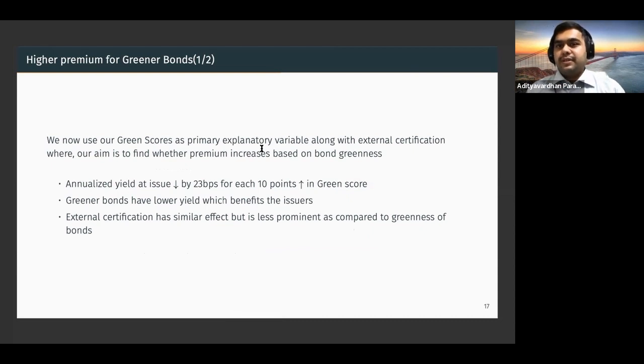So as I mentioned, green score is the primary explanatory variable in this equation, with external certification, where we find whether the premium is based on bond greenness. We find that annualized yield at issue decreases by over 23 basis points for each 10 point increase in green score, which implies that greener bonds have lower yields, which again benefits the issuers.